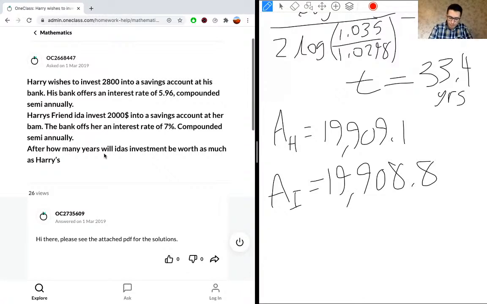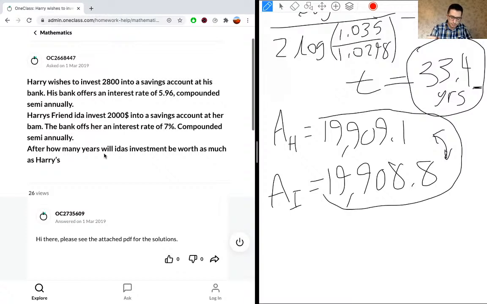So you can see that these numbers are very close. The reason they're off by a little bit is because this was an approximation, because there were more decimal places over here, but I just didn't write them down. So these two are essentially equivalent when 33.4 years has passed. So both their investments are the same.